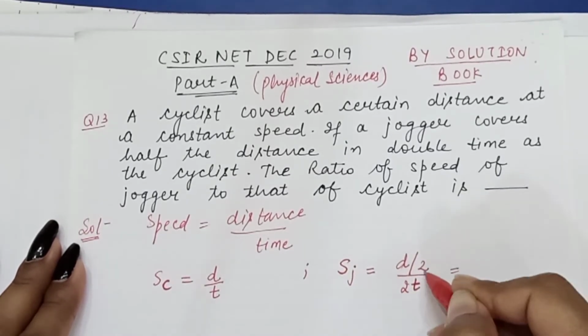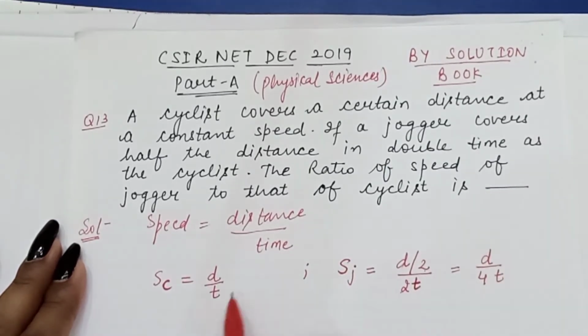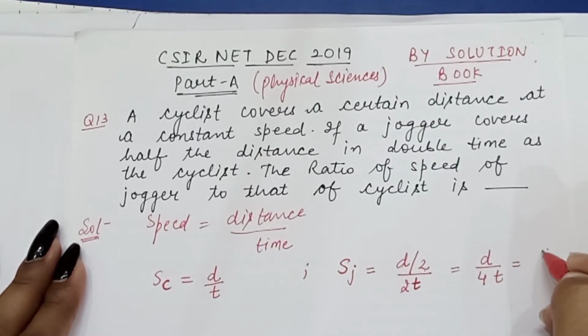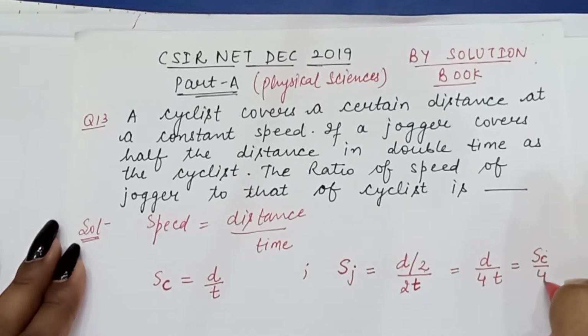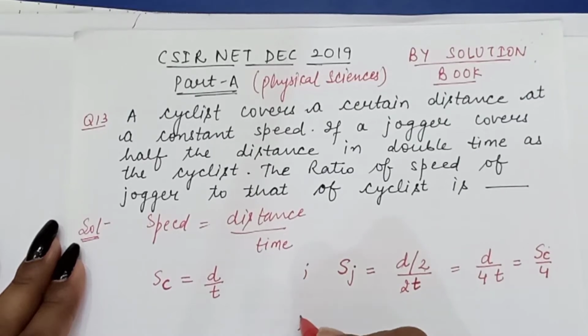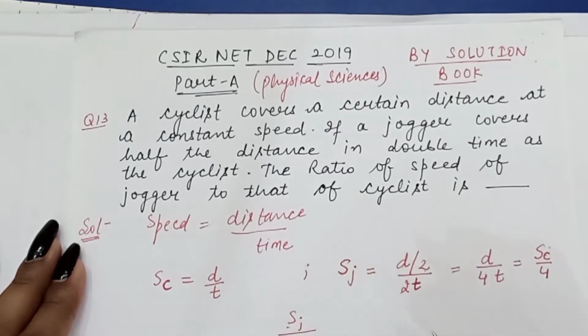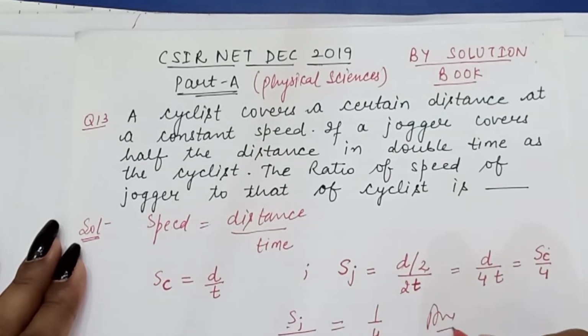Okay, now we can solve it. d upon 4t. As we know, d upon t is the speed of the cyclist. It means Sj equals Sc upon 4. So we have to find the ratio of speed of jogger, it means Sj upon Sc. So it will be 1 upon 4. This is our answer.